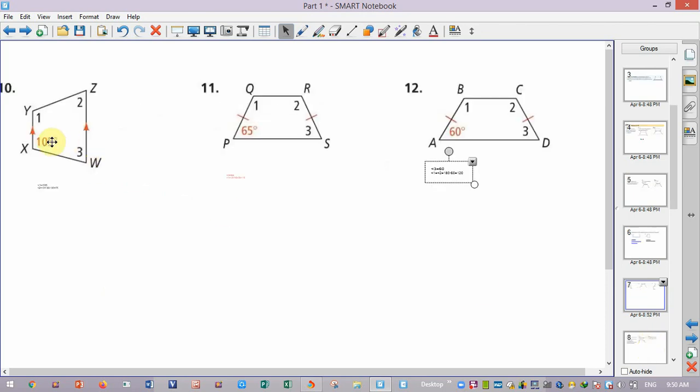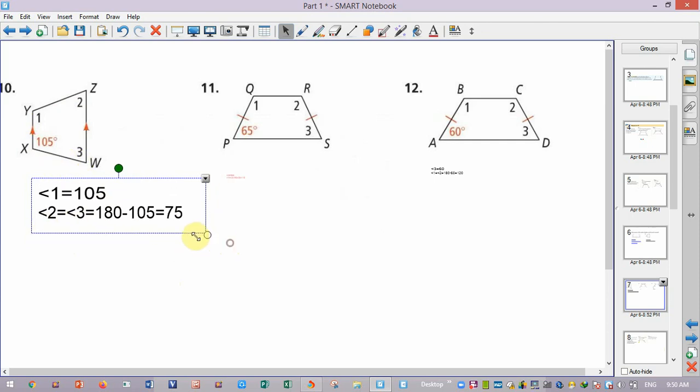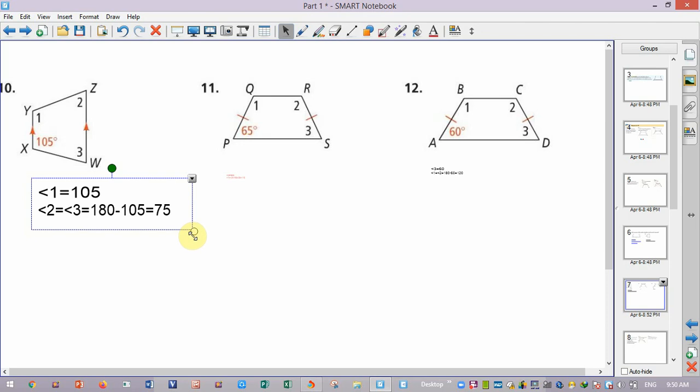The same. 105. Which angle is a base angle, the base XY? Which angle is equal to 105? 1, 2, or 3? Yes, 1. Angle 1 equals 105. And angles 2 and 3 are equal, each one is 180 minus 105 equals 75. Supplementary. Interior supplementary.